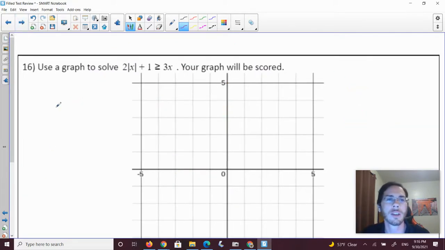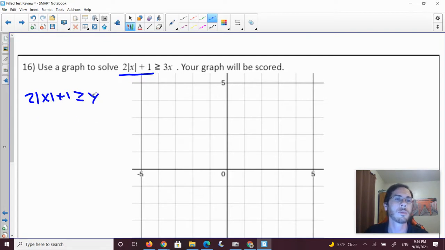For 16, another graph. Use the graph to solve 2. Absolute value of x plus 1 is greater than or equal to 3x. Again, your graph will be scored, so we've got to be careful. When we do these inequalities, remember we write them as absolute value of x plus 1 is greater than y. We'll put the y right afterwards.